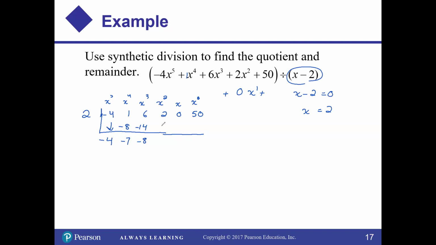-8 times 2 is going to be -16. We add these two numbers together, we're going to get -14. -14 times 2 is going to be -28. So with that 0, we're just left with -28. -28 times 2 is going to be -56, plus that 6 is going to leave me with -50. Sometimes we mark this one off, but this number here at the end, that is your remainder.